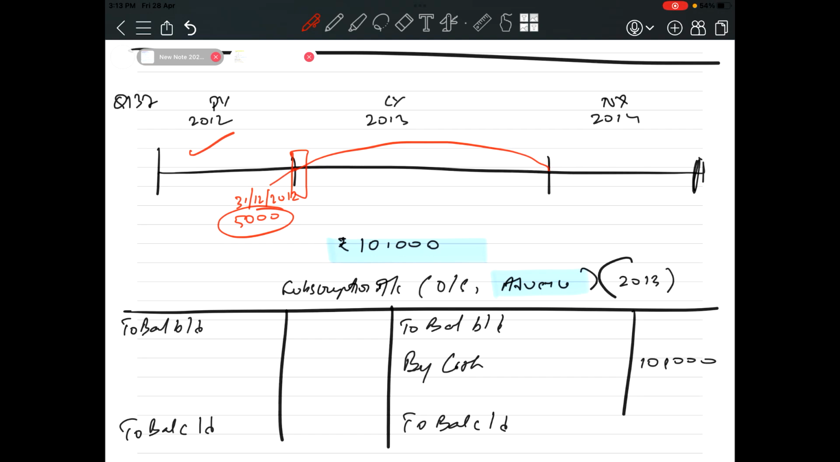So if this is the closing balance of previous year, this will be the opening balance of the current year. So where will the outstanding subscription come? Outstanding subscription means which we had to receive. It is an asset, right? So it will come on the debit side, 5,000. I hope this is simple, right? Now let's move to the second point.